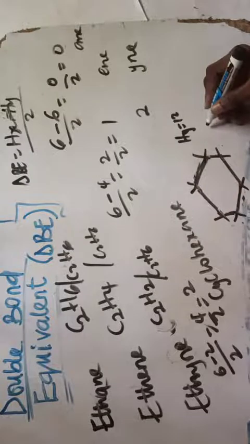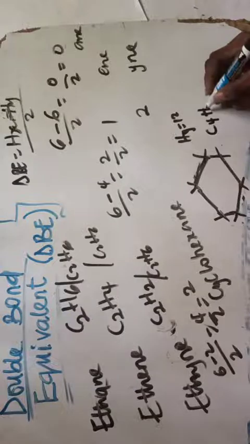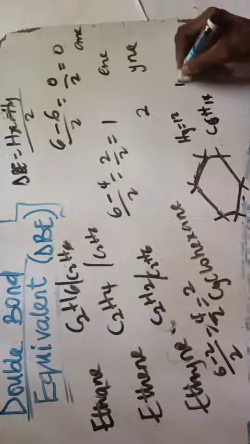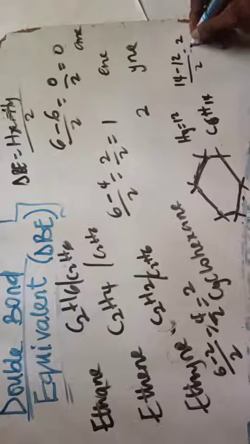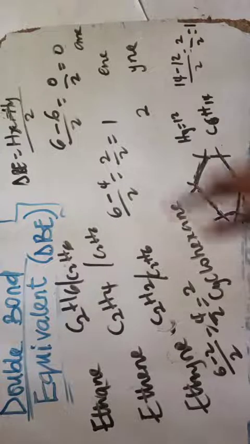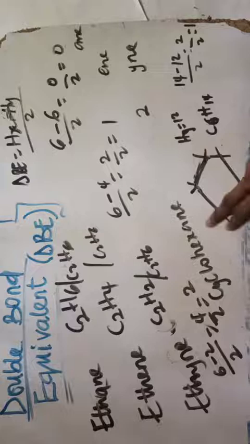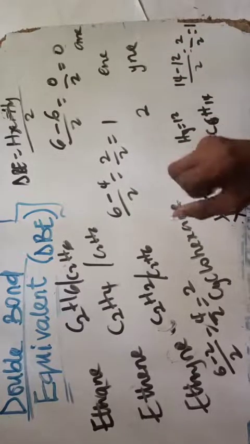Hexane itself is C6H14. So that will be 14 minus 12 divided by 2, and that will be 2 over 2, and that is what? By default, you should know that cyclohexane will give you what? Hexane. And in the ane family there is what? One bond. Let me come again.